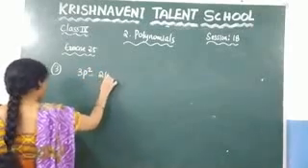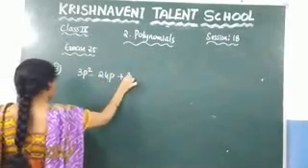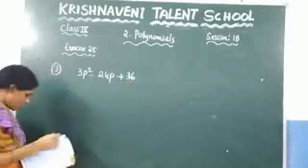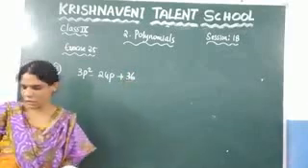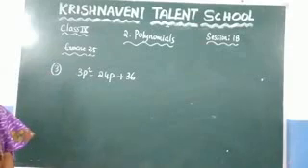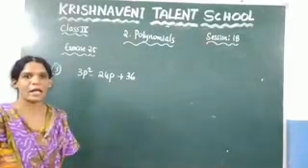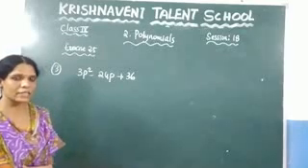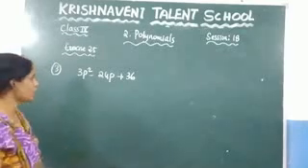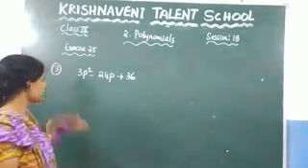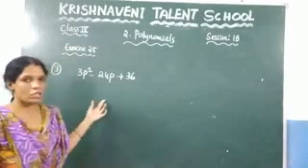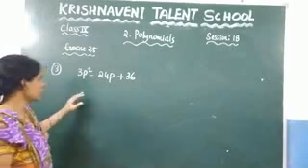Minus 24p plus 36. So this is the problem they have given. Now you need to write this one as a product of factors by applying the identities. What you have known, those identities you need to apply here. So clearly you can check it here.